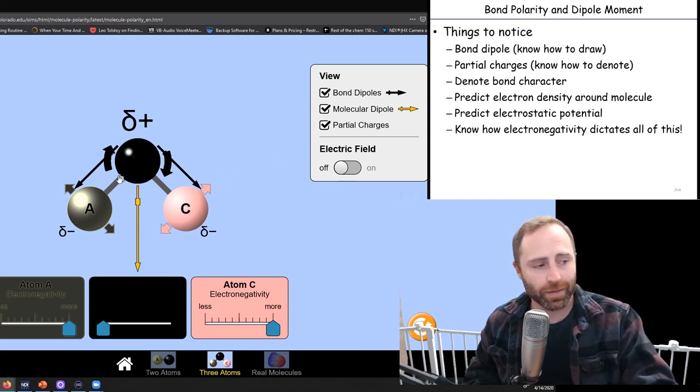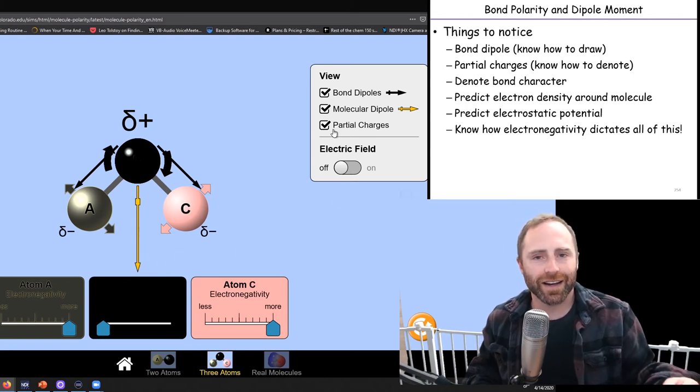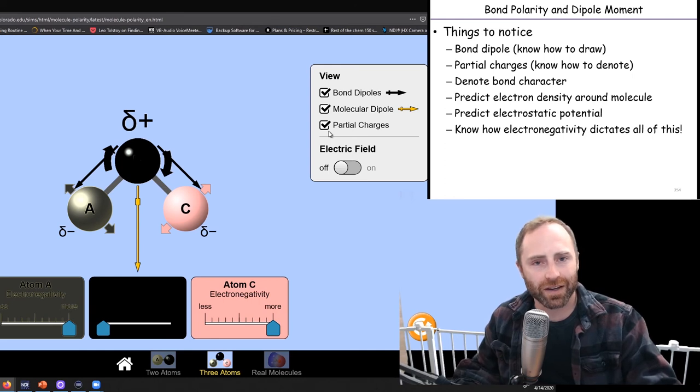This is where the molecular dipole arrow comes into play. The molecular dipole arrow is going to be the addition of every single individual bond dipole added together. So this one was oriented this way, and it was really big. This one was oriented the other way, and it was really big. If we add them both together with vector math, we get this yellow arrow like this. This yellow arrow is going to give us an indication of our electrostatic potential map for this more complicated system.